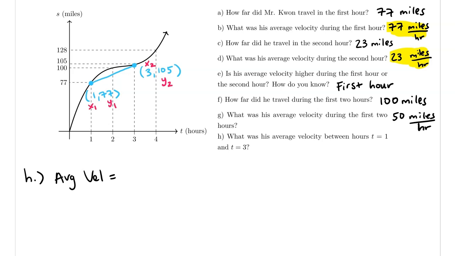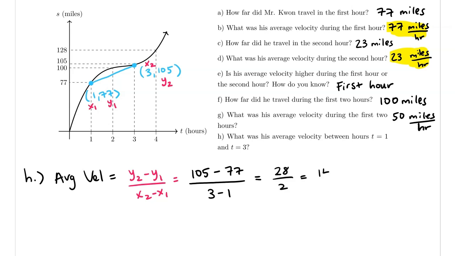I can use the formula y2 minus y1 over x2 minus x1, and I've labeled those there. So we have 105 minus 77 over 3 minus 1, and 105 minus 77 is 28 over 2. That ends up being 14, and the units for our numerator is miles, and then we have hours. So that is our answer for part H. We have 14 miles per hour.